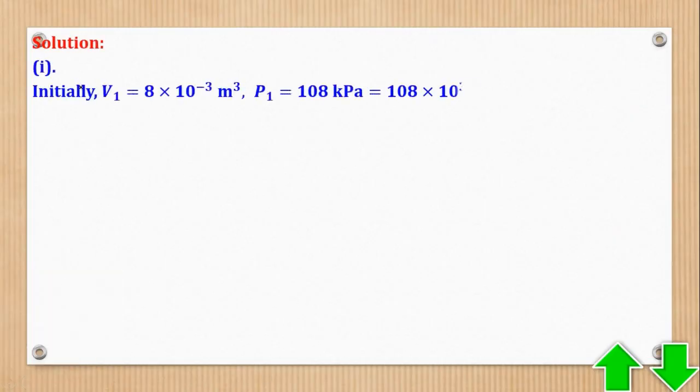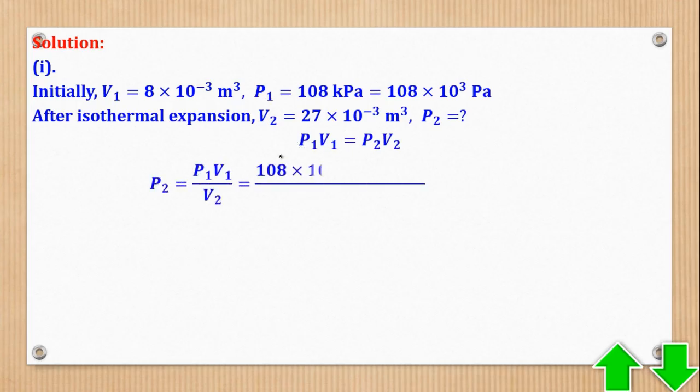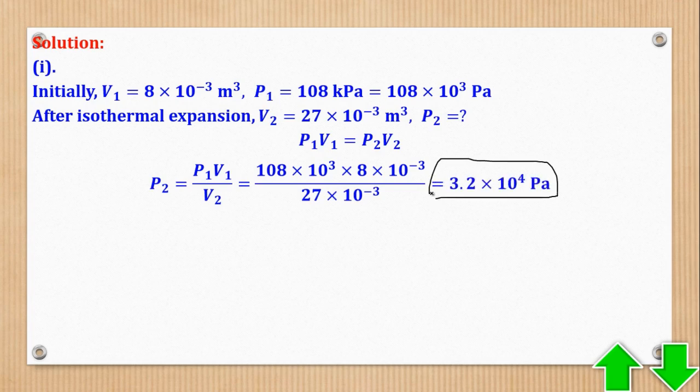So we shall say that initially V1 is that and P1 is that, which is that in pascals. Then after isothermal expansion, V2 is this, and P2 we don't know. So we shall use Boyle's law, which is P1V1 equals P2V2. Substitute and make P2 the subject. This will be the value of P2.